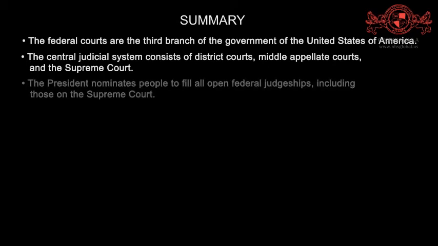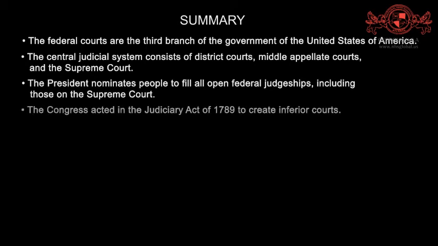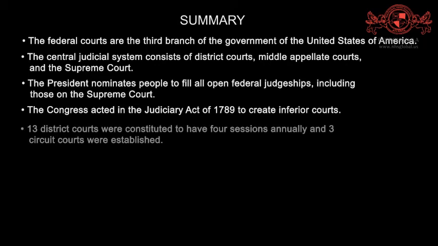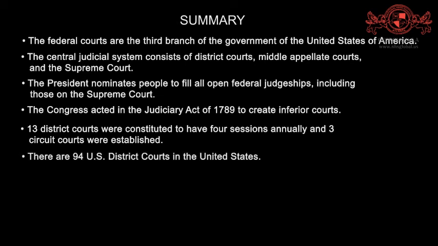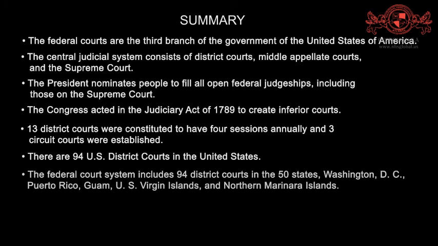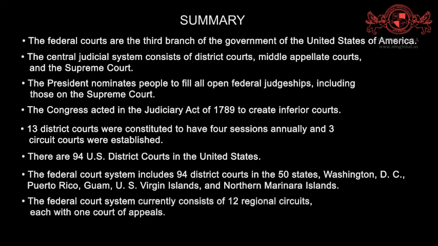Summary. Now in the end, let us summarize what we have learnt in this lecture. The federal courts are the 3rd branch of the government of the United States of America. The central judicial system consists of district courts, middle appellate courts, and the Supreme Court. The President nominates people to fill all open federal judgeships, including those on the Supreme Court. The Congress acted in the Judiciary Act of 1789 to create inferior courts. 13 district courts were constituted to have 4 sessions annually, and 3 circuit courts were established.